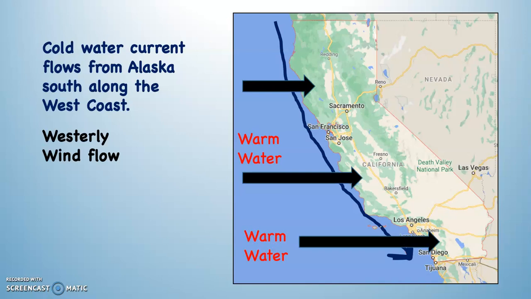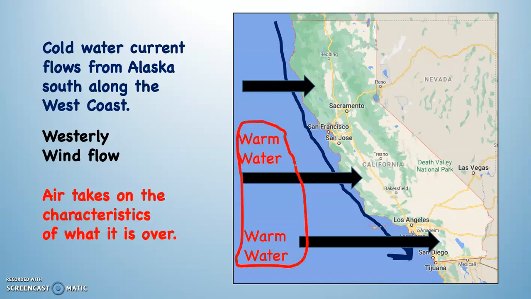We sit normally under a westerly wind flow. Because of the previous lab, you know that means the air blows from the west. The air takes on the characteristics of what it's over. So offshore, there's warm water. That means that the air becomes both warm and wet because it absorbs moisture and takes on that heat characteristic of that offshore environment. And then as those black arrows indicate, that warm, wet air moves towards the coastline and crosses that cold water current.